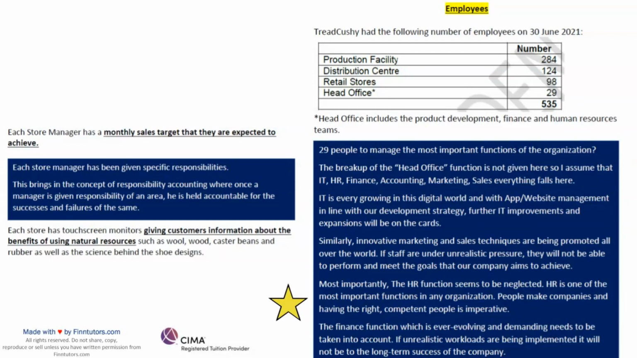Now, if these 29 people are split in IT, HR, finance, accounting, marketing, sales, you can see that there will be 4 to 5 people in one team. Are they able to manage everything as the business grows? If there is unrealistic pressure again, then the business is not going to prosper. So something for us to look at: employee management, better management of the organization, and this HR part needs to be looked at, which is part of your E1 syllabus.